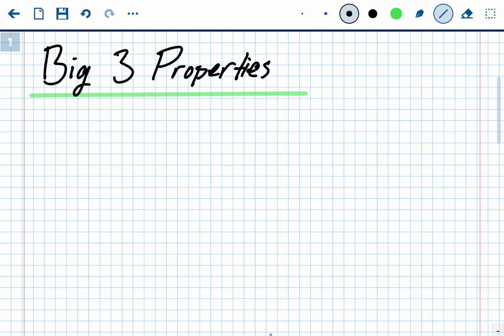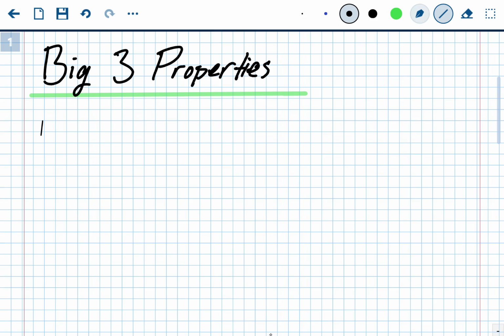Okay, the last type of properties is we did properties of equality, properties of addition, properties of multiplication. The last category I call the big three properties. Okay, this is your LeBron, your Kyrie, your Kevin Love properties. These are probably the ones we're going to use the most in algebra. The first one being the associative property.